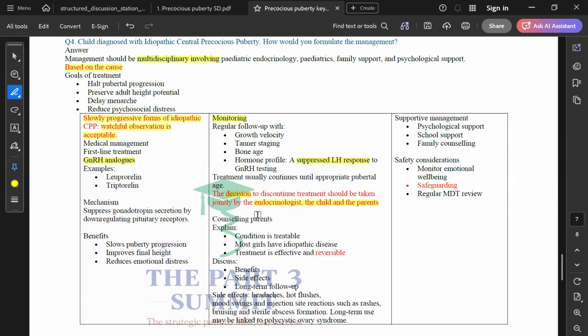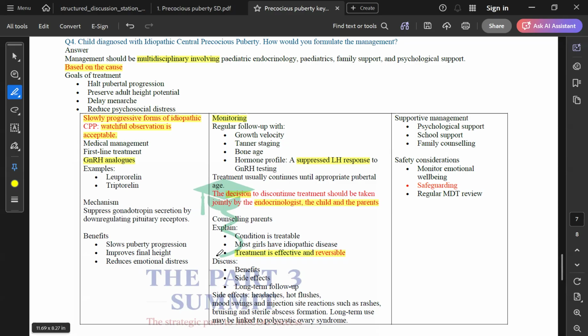This is one of the most important points. Sometimes parents might think that once the treatment is given, she will never be able to attain menarche later on when she is of age, right? So the mother or the parent needs to be aware that the treatment is effective and it is reversible. Once you stop the medication, she will go on with her usual routine development as expected. Okay, this you would need to mention.